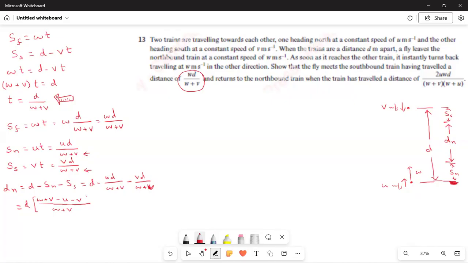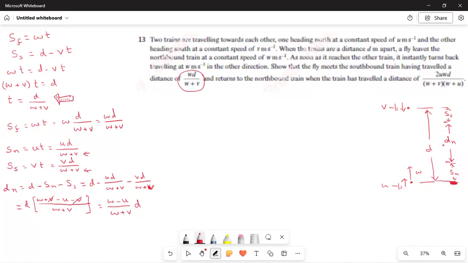I hope to be right here. Okay, so minus V cancels V, and it is going to be (W minus U) over (W plus V) into D. This is the new distance. The distance between the two trains is this much after this much time. So this is the time when the fly met the southbound train.